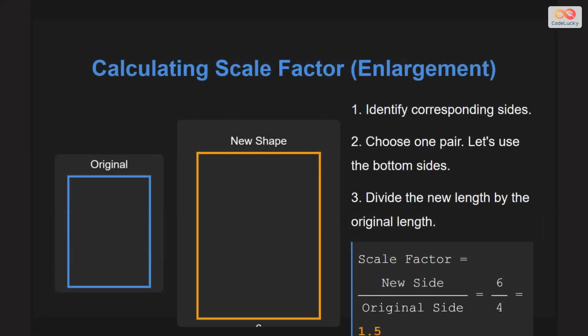Let's look at an example of an enlargement. Here, the original shape has a side of length 4, and the new, larger shape has a corresponding side of length 6. To find the scale factor, we divide the new length by the original length. 6 divided by 4 gives us a scale factor of 1.5.